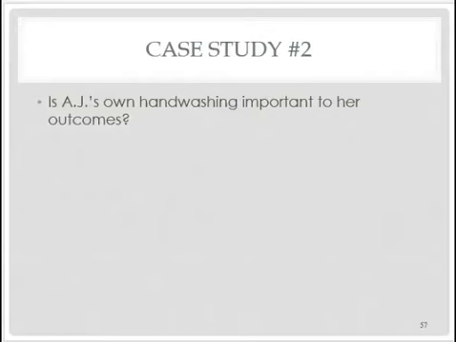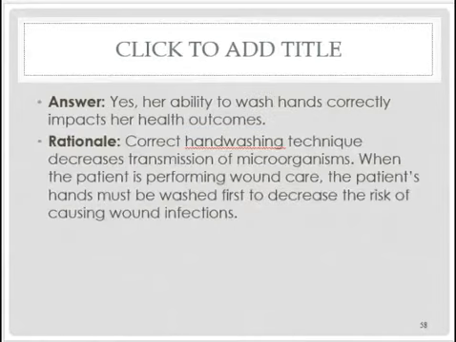Is AJ's own hand washing important to her outcomes? Yes, her ability to wash hands correctly impacts her health outcomes. The rationale: correct hand washing techniques decrease transmission of microorganisms. When the patient is performing wound care, the patient's hands must be washed first to decrease the risk of causing wound infections.